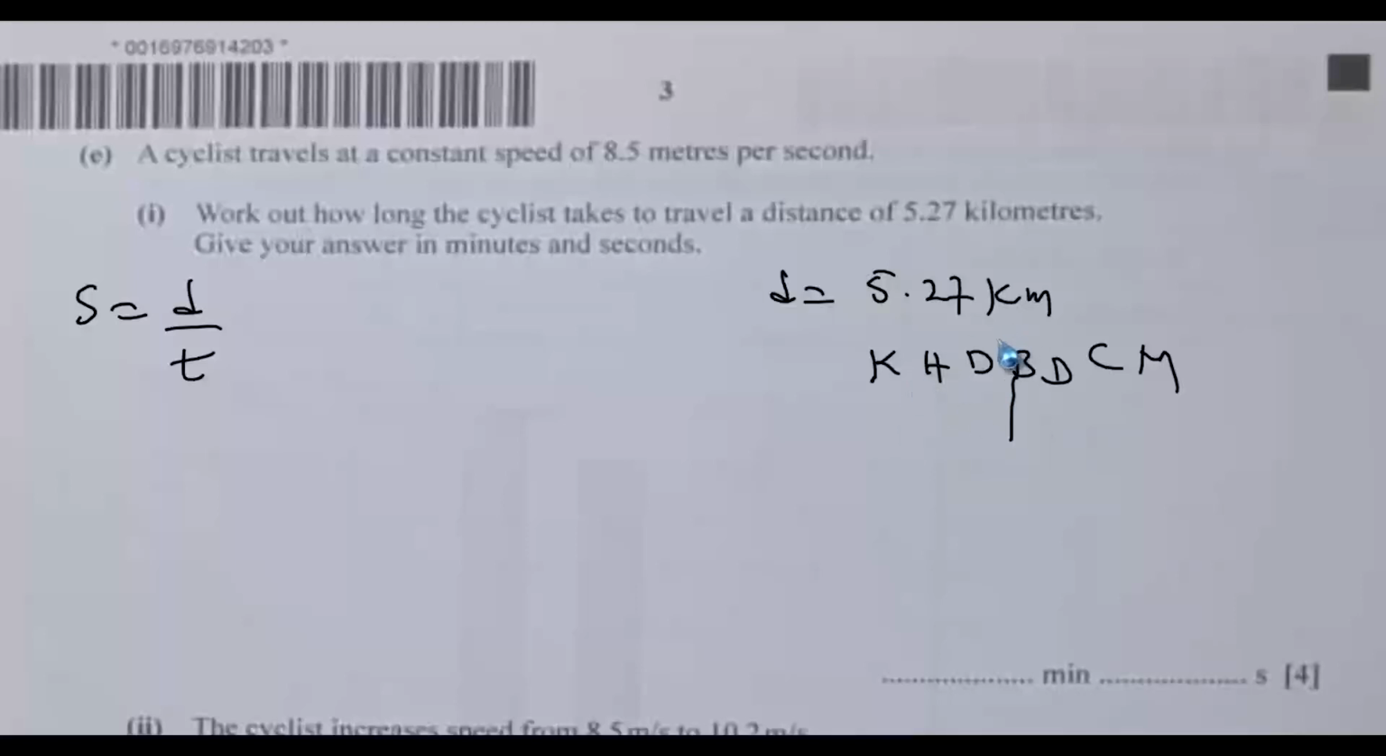So now we are using meters. So kilometers to meters, you multiply by 1,000. Okay, so the distance D will now be equal to 5270 meters. So that's the distance in meters.